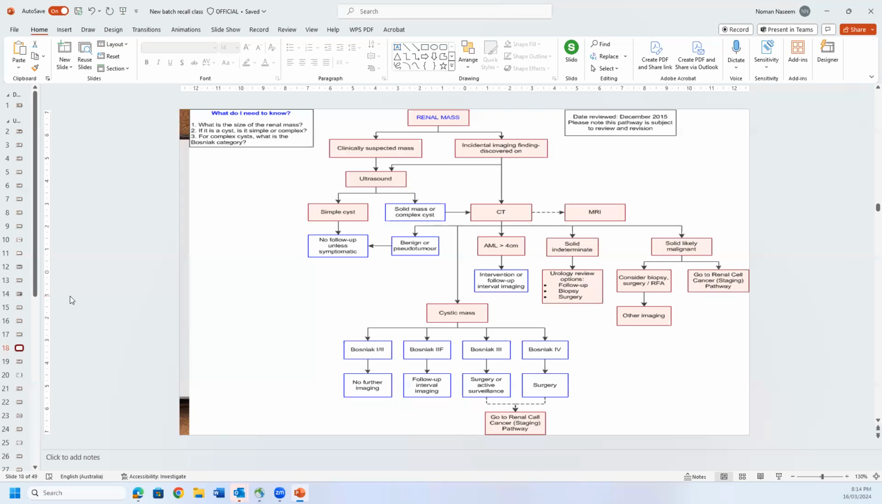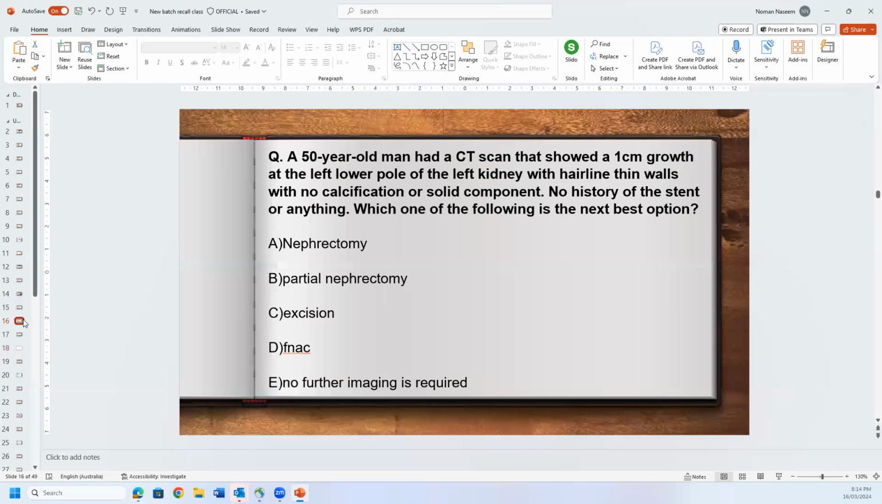If on the CT scan you have found a solid mass or a complex cyst, then you need to check the size. If it is more than 4 centimeter, solid indeterminate, then you need to do fine needle aspiration and cytology. If it's solid, then you need to do fine needle aspiration and cytology, plus you need to refer the patient to the renal cancer clinic or pathway. Now tell me what is the answer here.